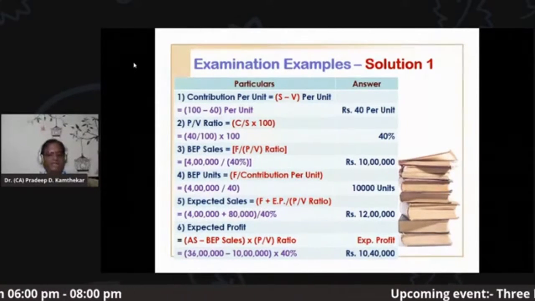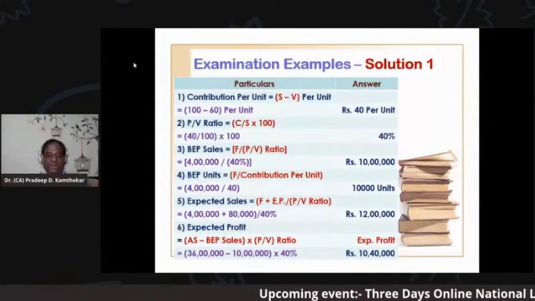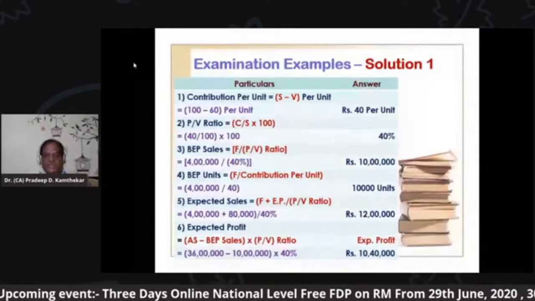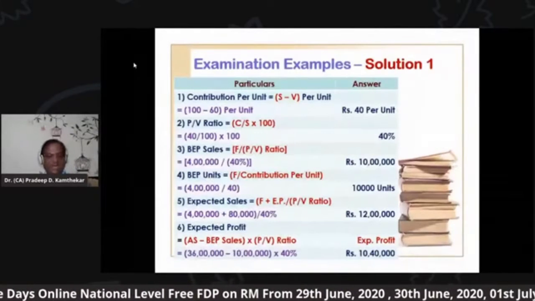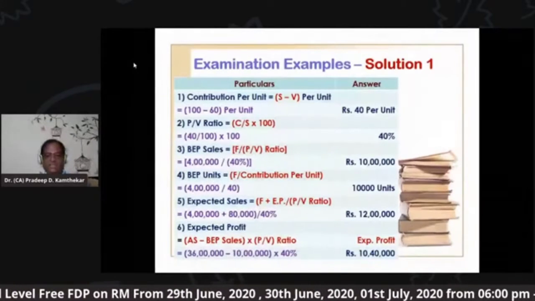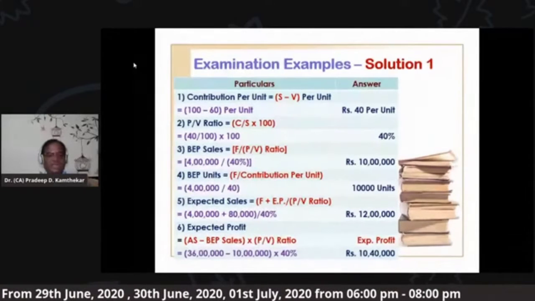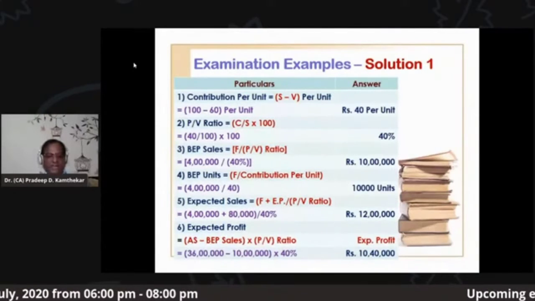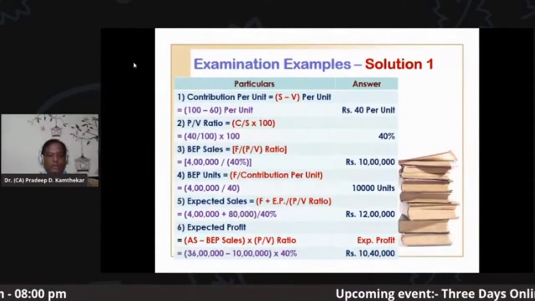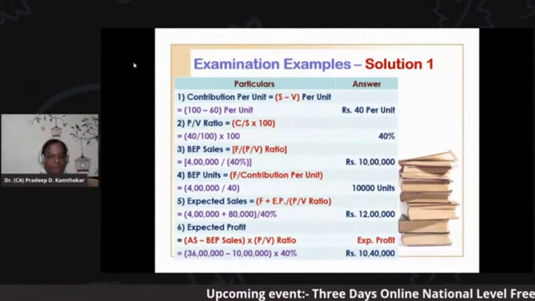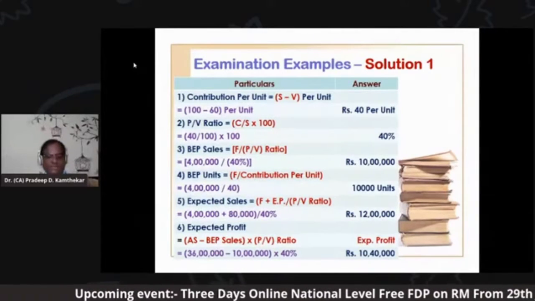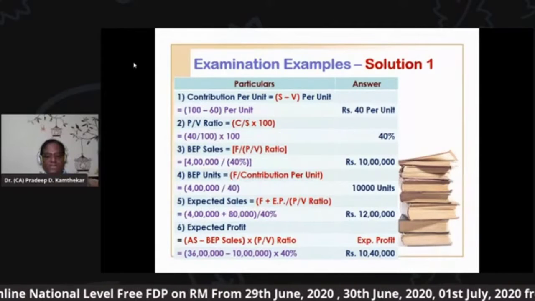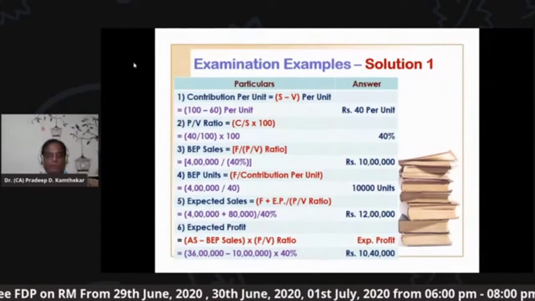Now break-even point sales in terms of rupees. What is the formula? Fixed cost, that is 4 lakhs, divided by PV ratio, that is 40%. So 4 lakhs divided by 40%, rupees 10 lakhs is break-even point sales in rupees. Now break-even point in units. What is the formula? Fixed cost divided by contribution per unit. So it is 4 lakhs divided by 40 rupees. So 10,000 units are required to be manufactured and sold to reach break-even point.